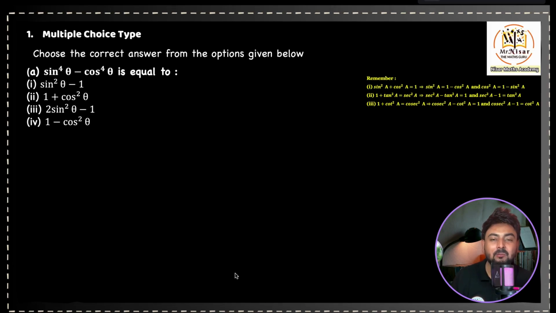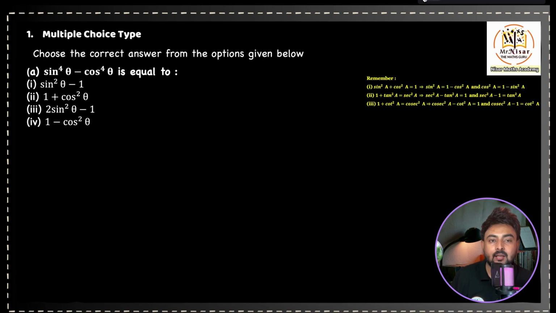In this video, we will be solving chapter 21 Trigonometrical Identities. So let's move on the screen. The first question we have is an MCQ. The question is, choose the correct answer from the options given below.